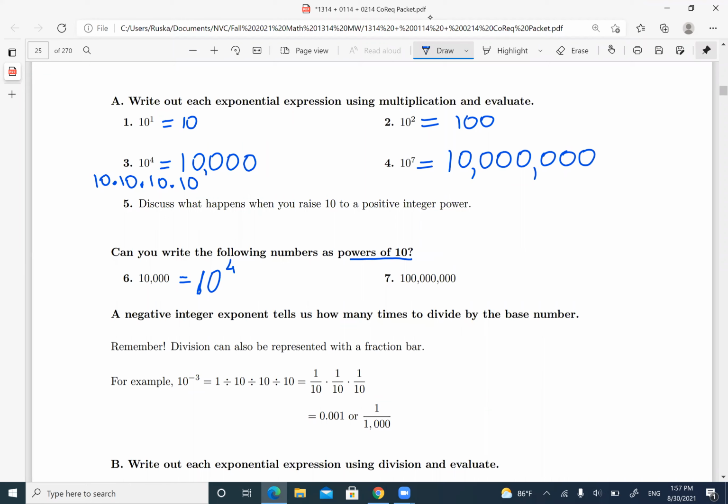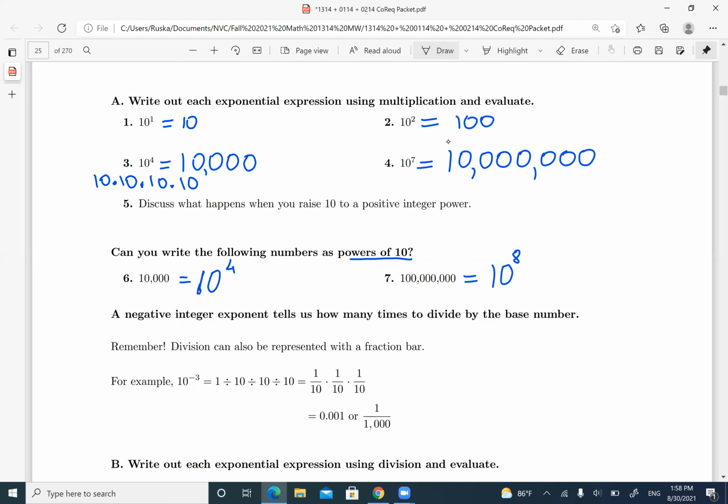Okay. The next one is 100 million. So what is that? 10 to what power? 8. Somebody say 8. That's right. 10 to the power 8. Okay. So that's how you do those.